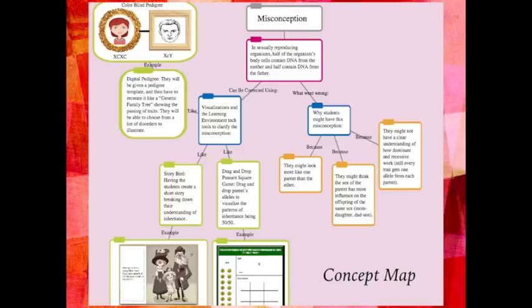Now the misconception topic that I hope is going to be clarified by the end of the lesson is in sexually reproducing organisms, half of the organism's body cells contain DNA from the mother and half contain DNA from the father. Now I personally feel some of the reasons why students have these misconceptions are they might look more like one parent than the other.